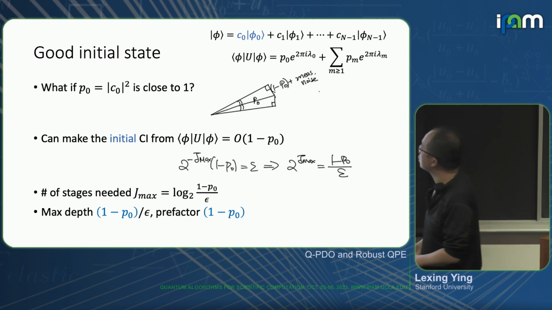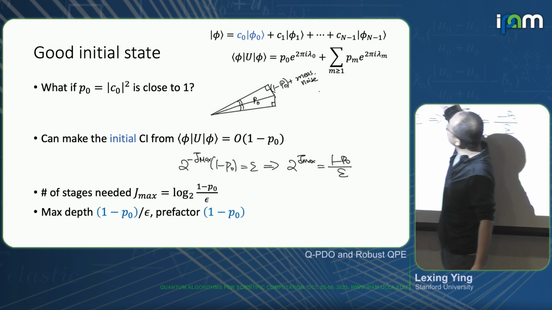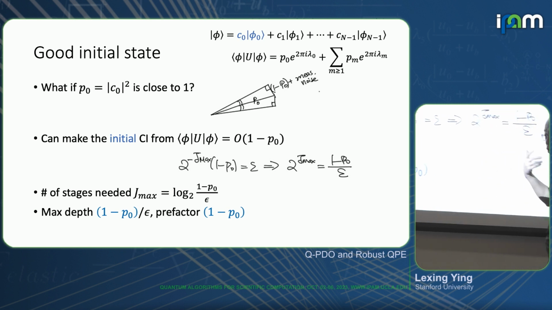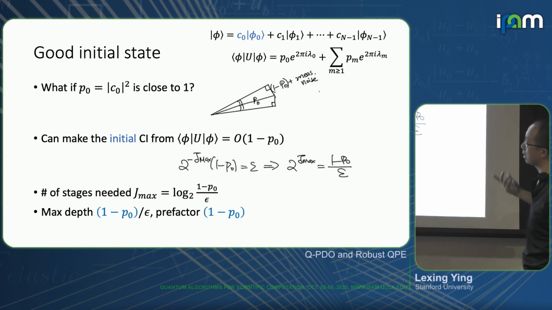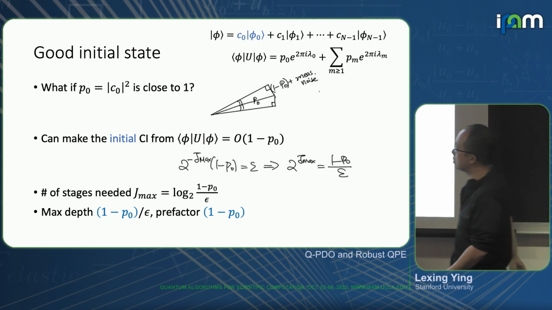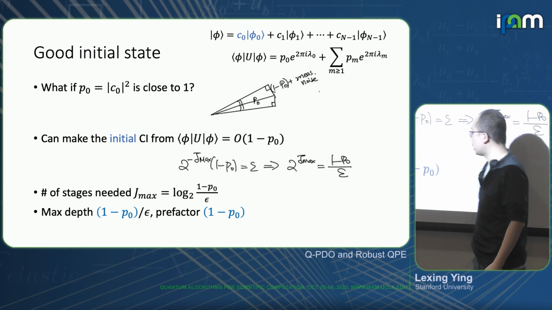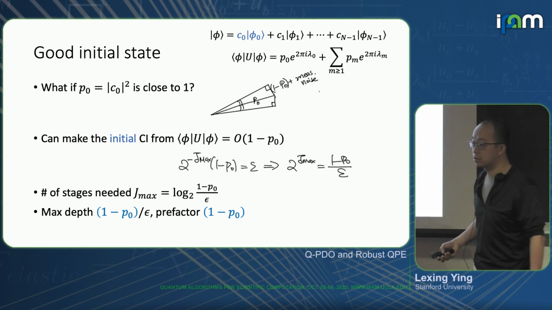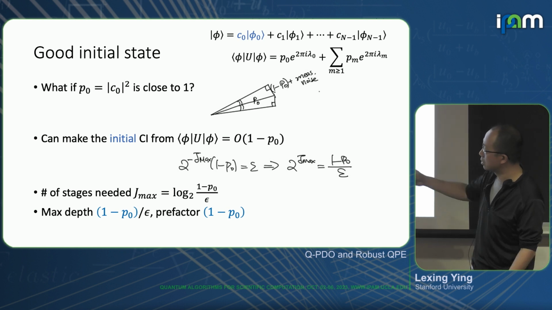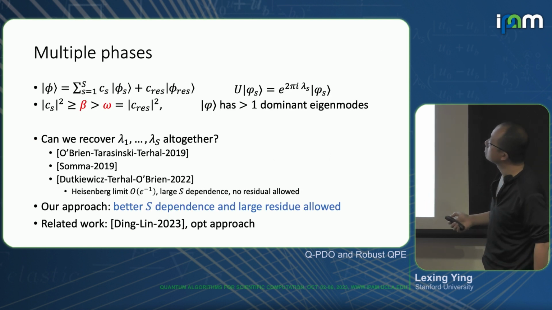If you have a good initial state, P0 is close to 1, you see the initial angle could be small, so therefore you can actually speed up the calculation and shrink the prefactor. And I think that Zhiyan will also talk about their approach, which gives the same prefactor later today.